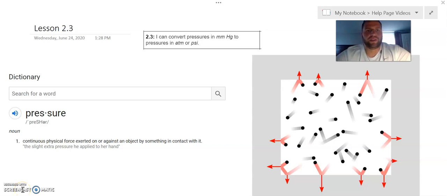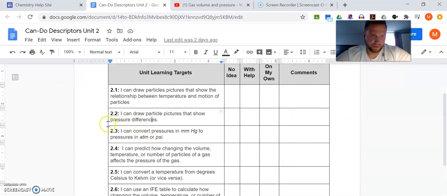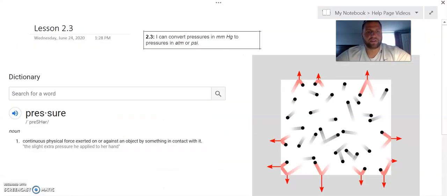Welcome to lesson 2.3. 2.3 says this: I can convert pressures in mmHg, that means millimeters of mercury, to pressures in atm or psi. If we look at our descriptor list, we're about halfway through the unit. Here we are, 2.3 on the list. Let's toggle back to the notepad and let's get the lesson started.